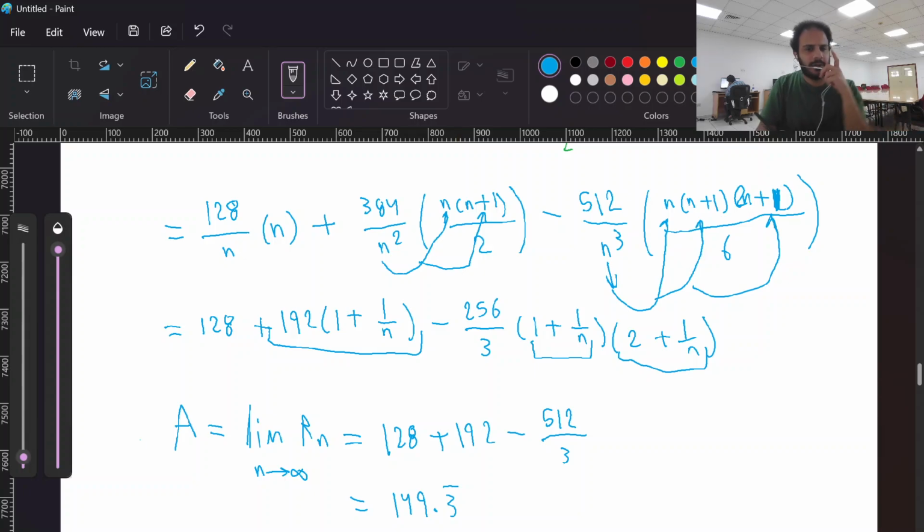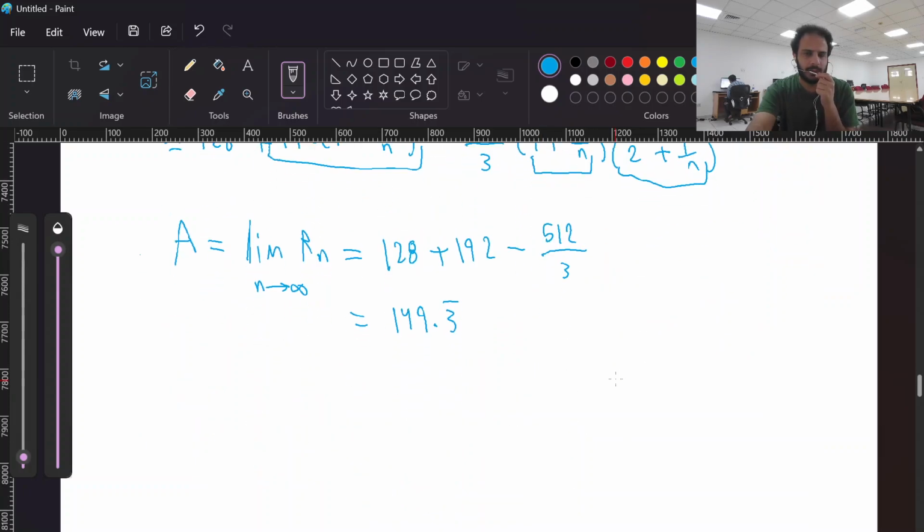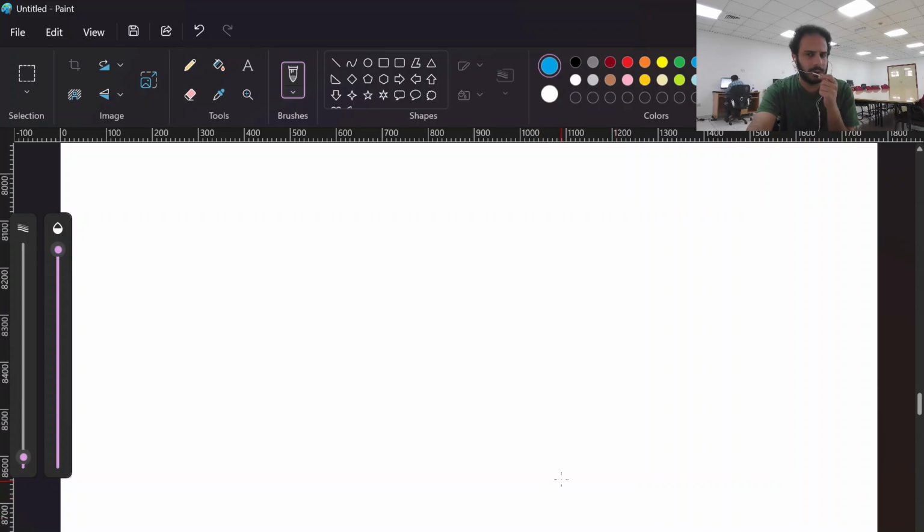Okay? So midpoint is really the best one among them, because the midpoint is 152, using just four rectangles. So midpoint is very good for this one. Left is close also, it's 160. Right endpoint was very bad, because the error is nearly 27. We'll solve the last part before we stop, okay?